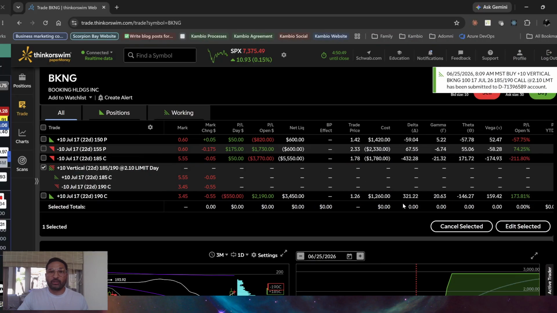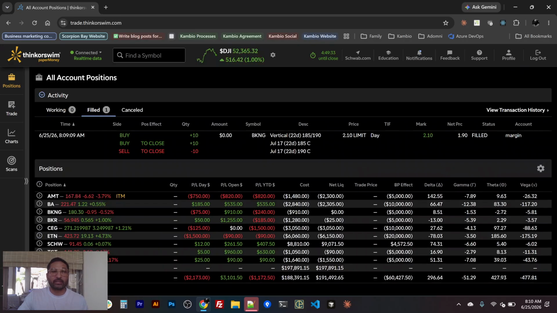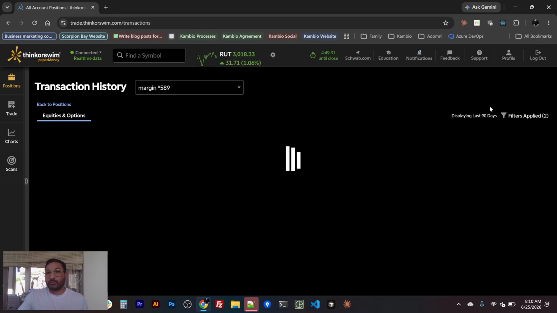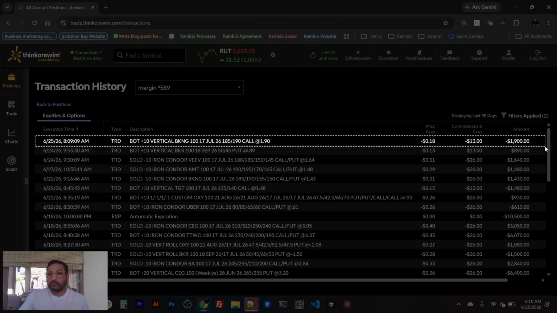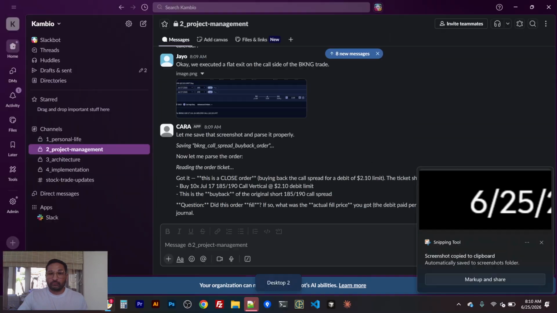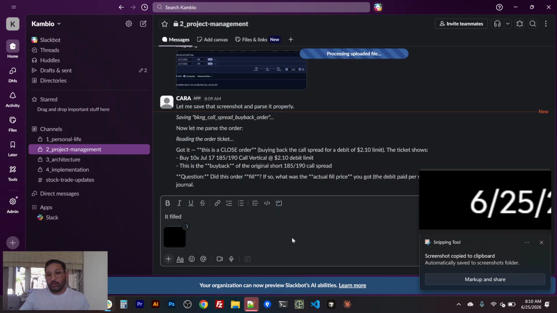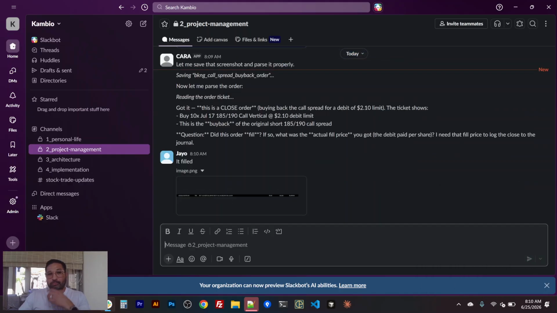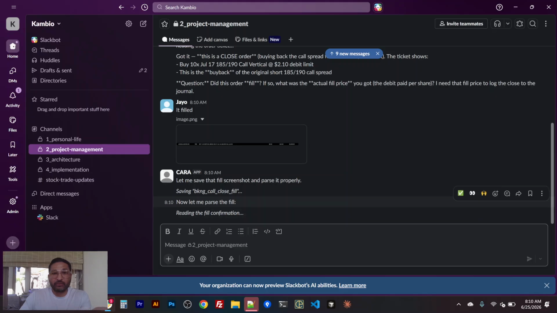Okay, so she's waiting to log that, but she's saying, okay, now we've got activity here. Oh, it did actually fill. Filled right away, look at that. That's pretty good. So let's go here. Now she's processing the fill, so you can see it's a closed fill.